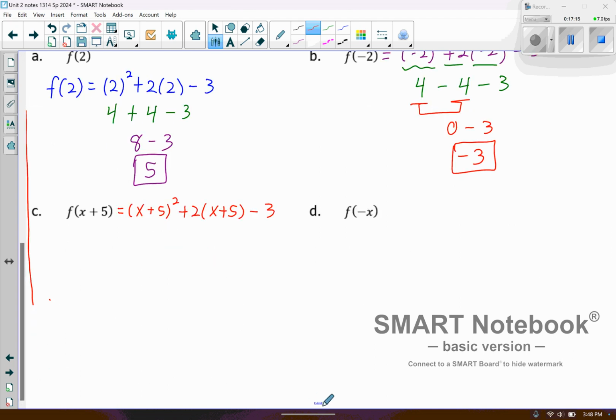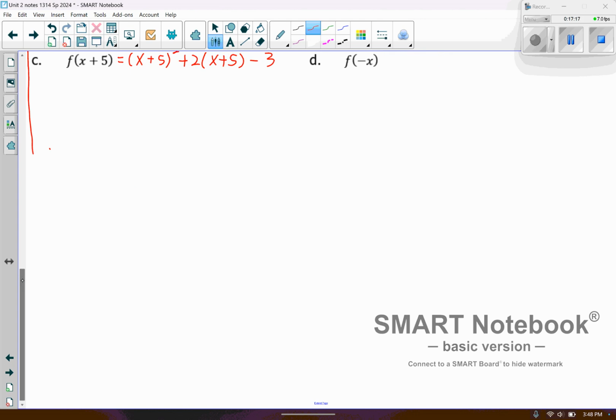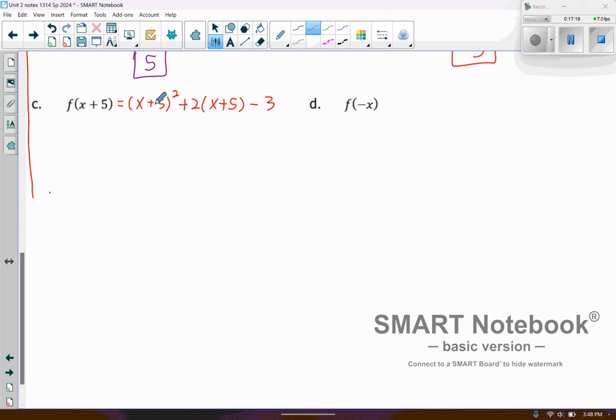All right, so let's talk about this because there's a common mistake that occurs here. A lot of times students think that x plus 5 squared is equal to x squared plus 5 squared, and that is not correct. So you don't want to do that.